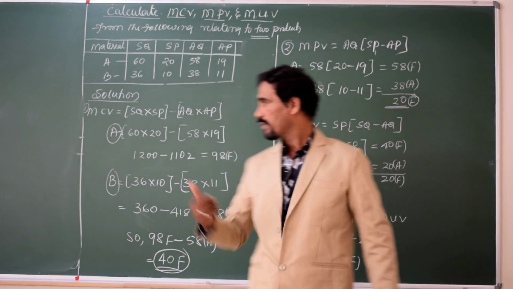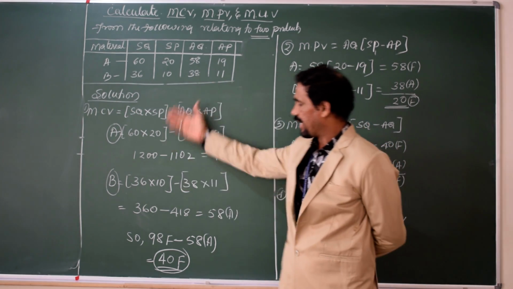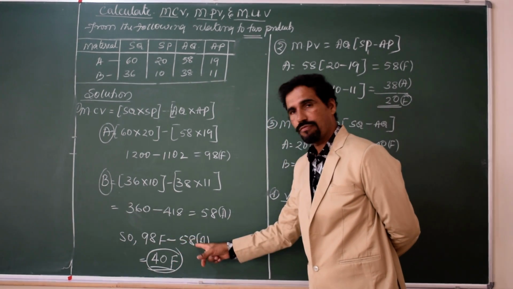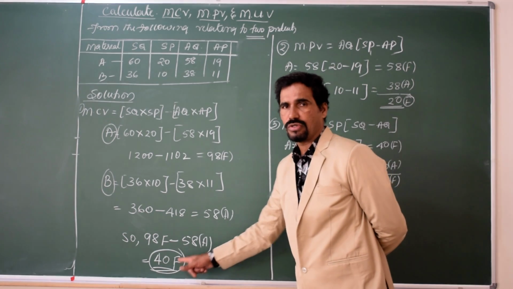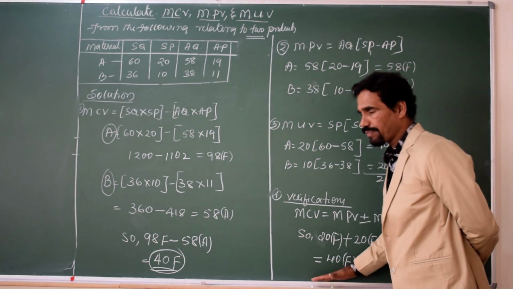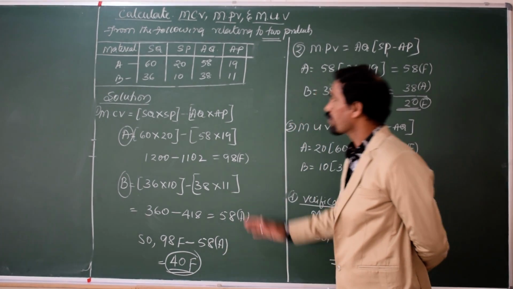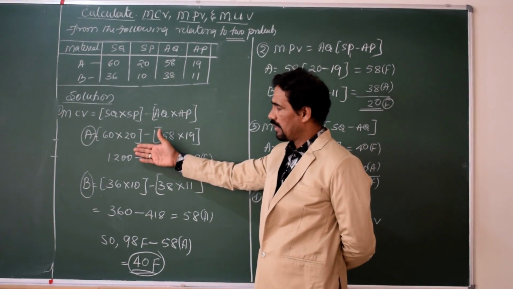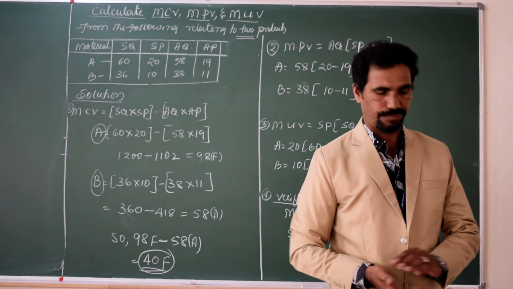Come back to the material cost variance. See the cost variance: 98 favorable, 58 adverse, total answer comes 40 favorable. So as per the verification column, material cost variance is 100% tally. So now we apply the formula and we get the answers. Thank you very much.